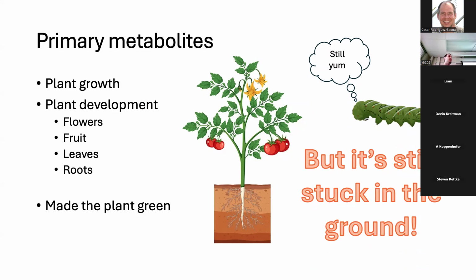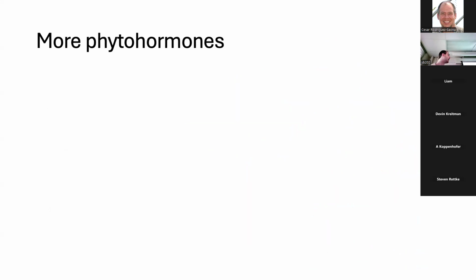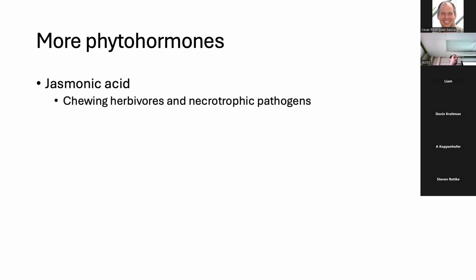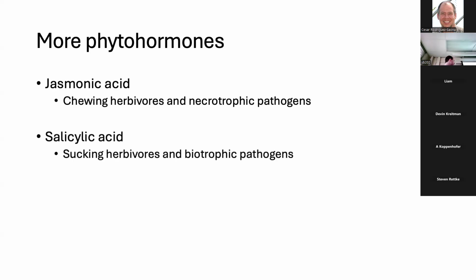There's a whole other group of phytohormones which are not directly for the growth and development of the plant, but for other factors, such as jasmonic acid. This is a big one. It's used often in plants to defend against chewing herbivores and necrotrophic pathogens. And then, on the other hand, we have salicylic acid, which defends against sucking herbivores and biotrophic pathogens.